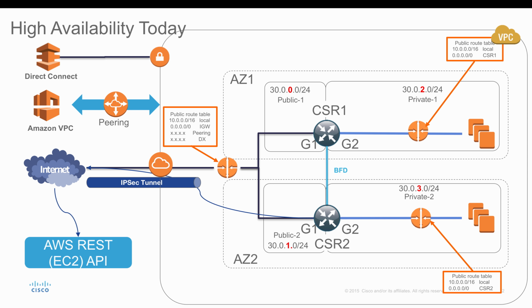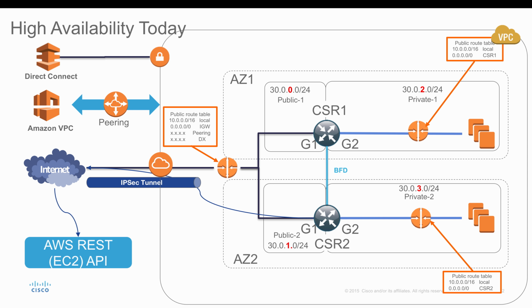And for those customers who are familiar with the CSR HA, they will know the CSRs are monitoring each other's status based on the BFD session. And when the BFD fails or the neighbor is down, the CSR is going to update the private side route table and shift the route to the surviving CSR.